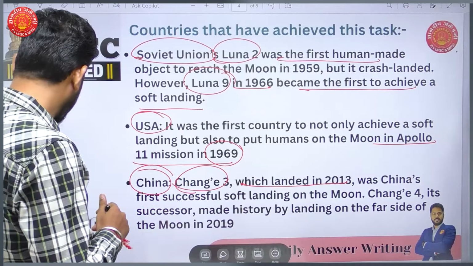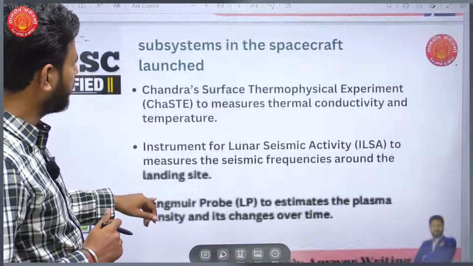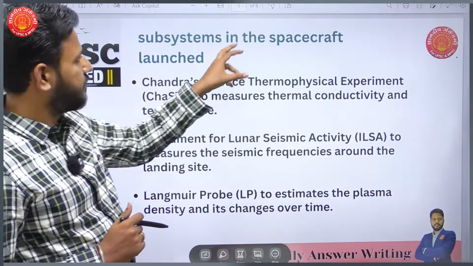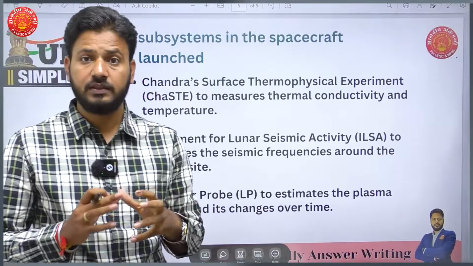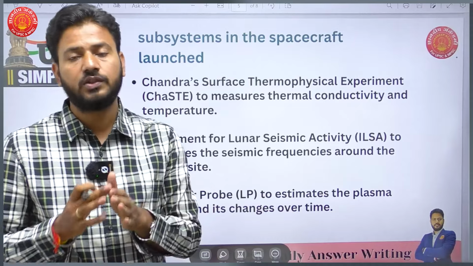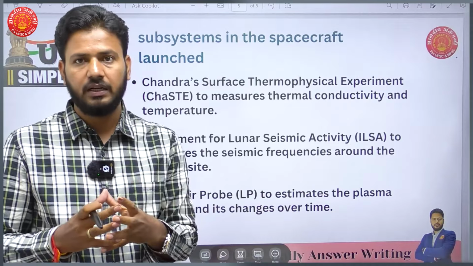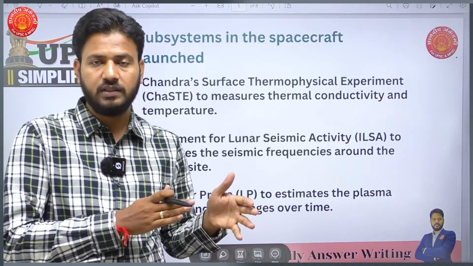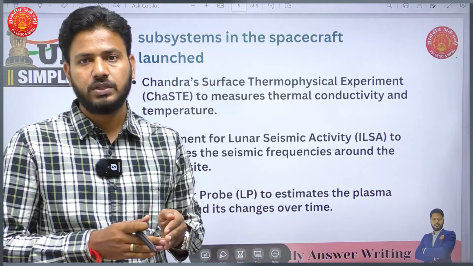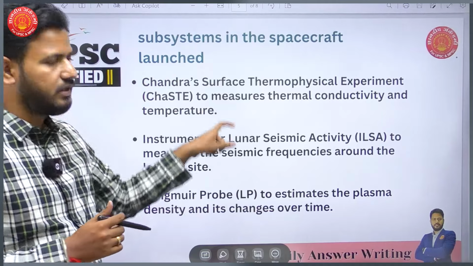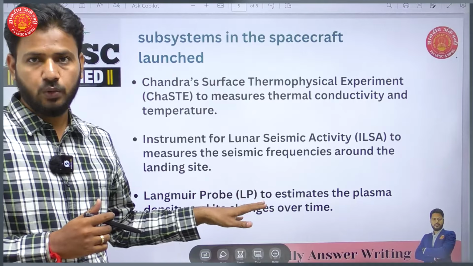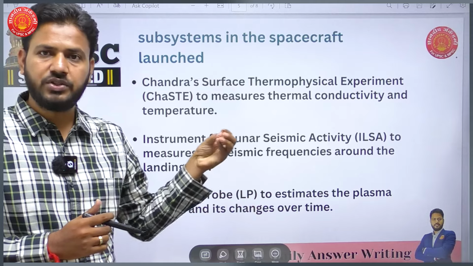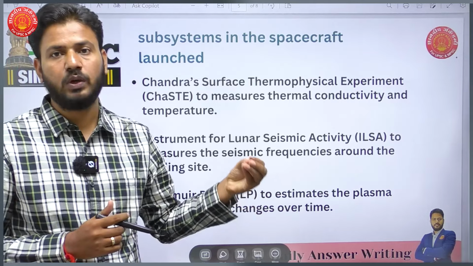Now, this was the second focus of the question. Third, what are the subsystems in the spacecraft launched? Because this is technical, most students would think it is very complicated. But remember, because you have so many issues to address in the question, you're not supposed to write detail about all these payloads. You just have to mention the name and very briefly tell what it is meant for.